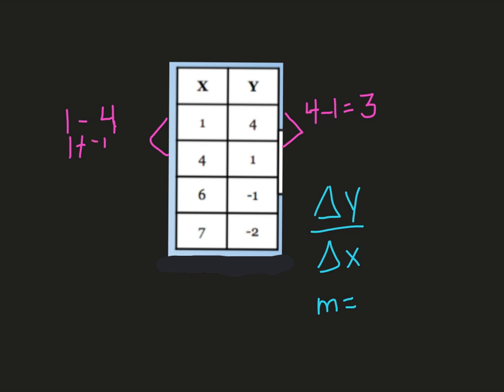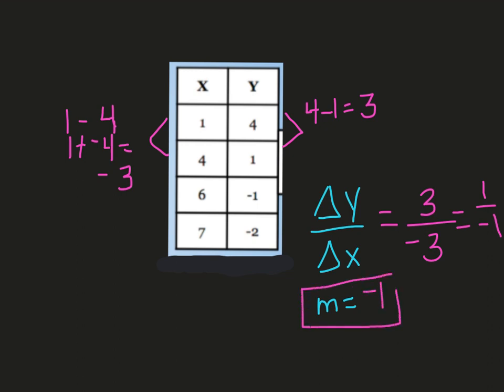1 plus -4. So that would be -3. So my change in y is 3, and my change in x is -3. So if you reduce that, it's 1 over -1, which is just plain old -1.